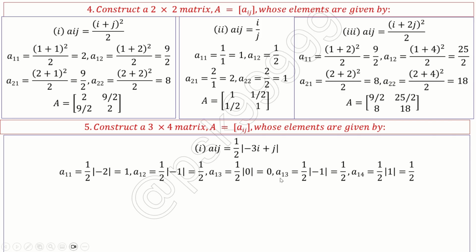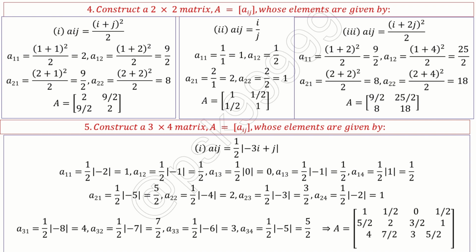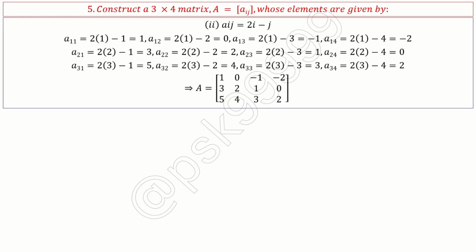Somehow I made a mistake, I wrote A14 twice. Similarly, other rows also you will do, and you will get the matrix here. You can cross check your answers. Next, construct a 3 by 4 matrix where the index is given. Same way as the previous one you will do it. You just cross check your answers.